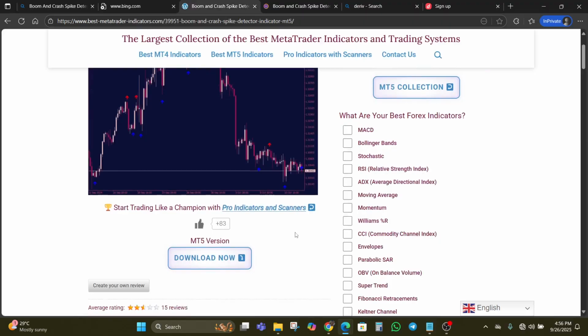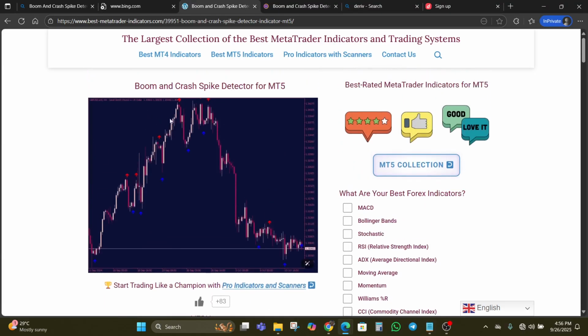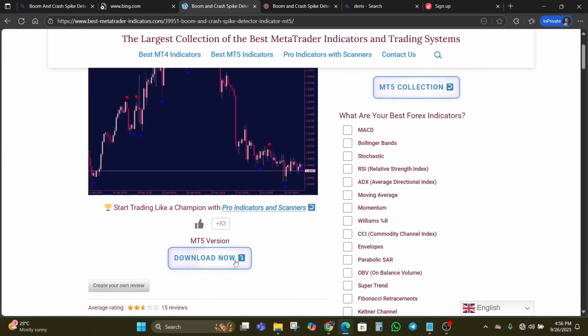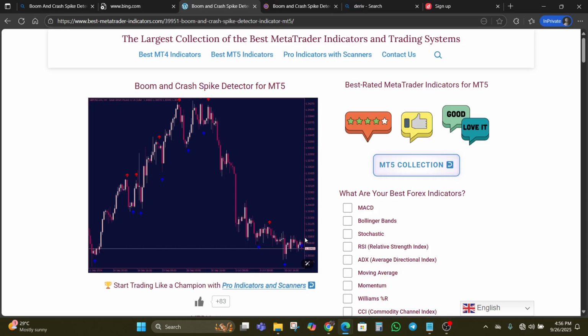When you want to install the indicator, you just have to come here and download it. You can see this is the MT5 version. You just download the indicator, or maybe if you know any other trustworthy website that offers this indicator, you can go ahead and download it. You have to download it first of all, and install it on your trading platform.